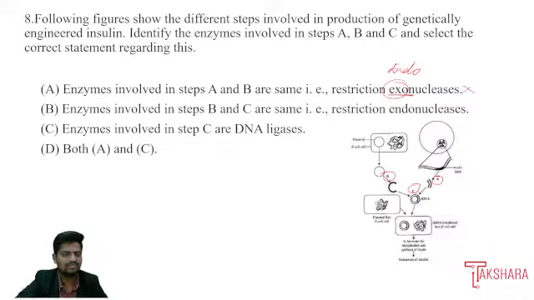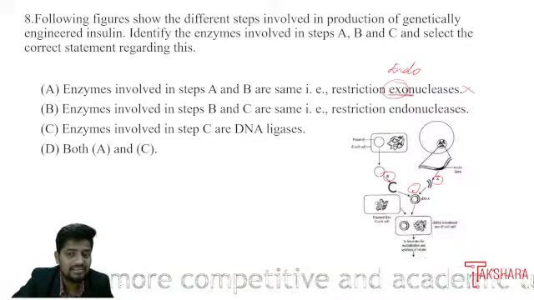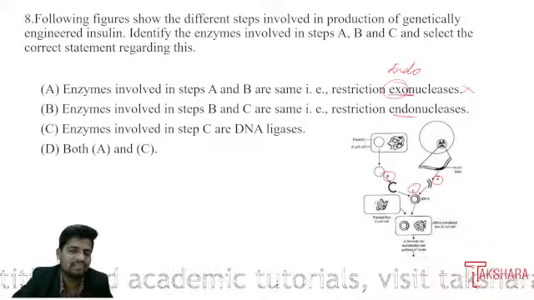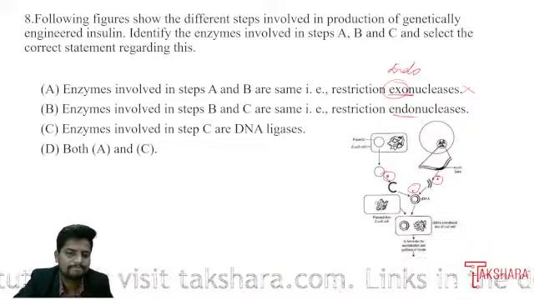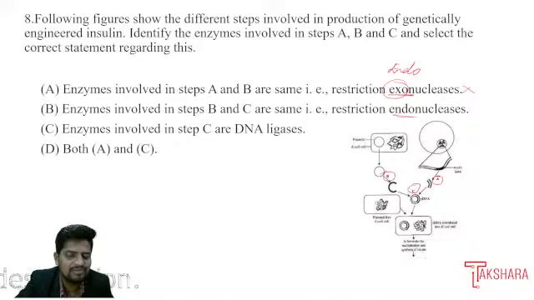So that option is wrong. Now coming to the B statement, look here. The enzymes involved in steps B and C are the same. B and C are given as the same, with restriction endonuclease enzymes. Here, when it says B and C will be the same, you just have to observe the diagram. If you observe the diagram, what you understand is that in step B the plasmid can be cut.